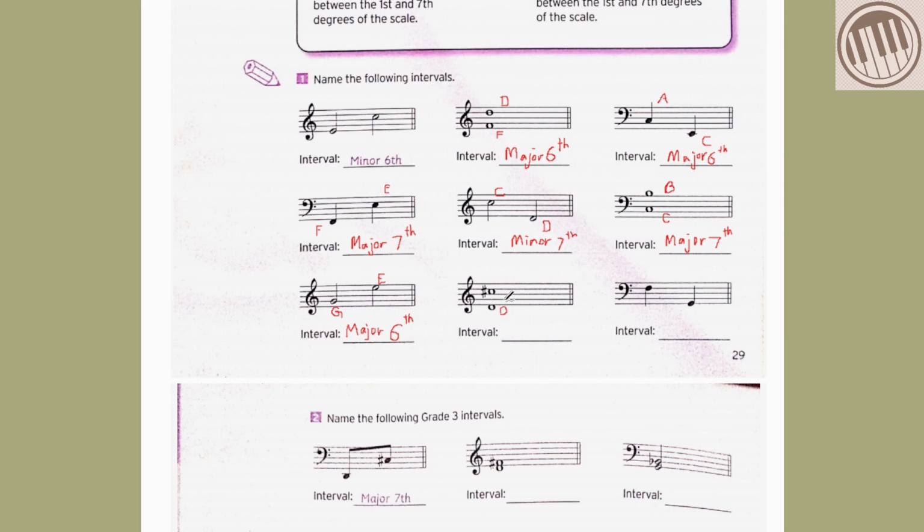Next one is from D to C sharp. Now in the scale of D major, we have an F sharp and a C sharp. So this one's clearly a major seventh.